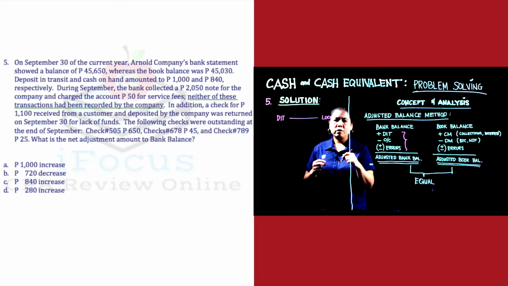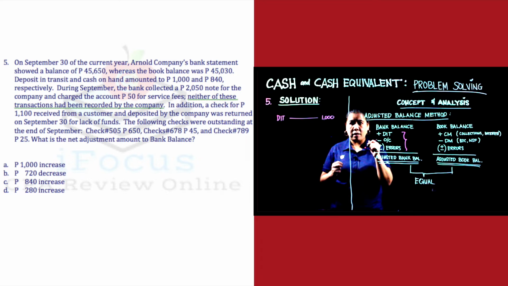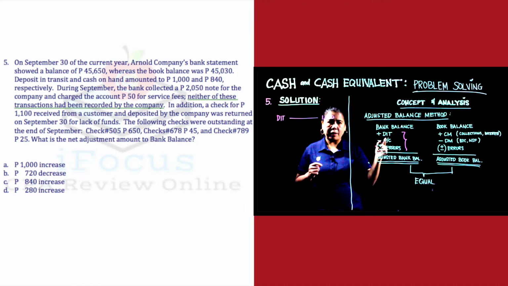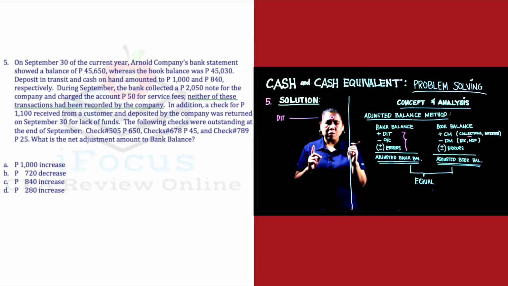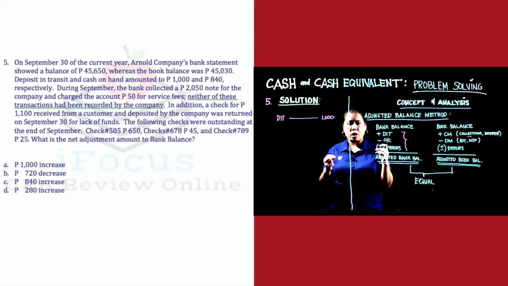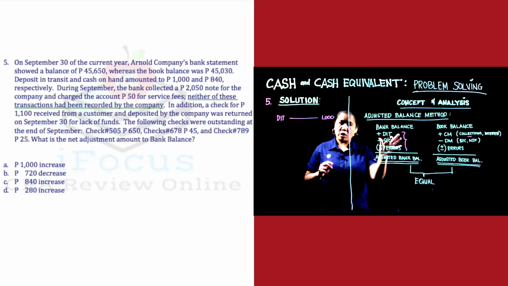During September, the bank collected a 2,050 note for the company and charged the account of 50 for service fees. Ano ba yung 2,050 na nakolekta ni bangko para sa company? Ito po yung credit memo natin. Alright? Ito po yan. And yung 50, ano ba yung 50 na service charge? Yan po yung bank service charge. Another debit memo. Alright? So, dito yan, reconciling item ng book balance. So, hindi natin kailangan yan to solve the problem dahil ito lang po ang kailangan natin.